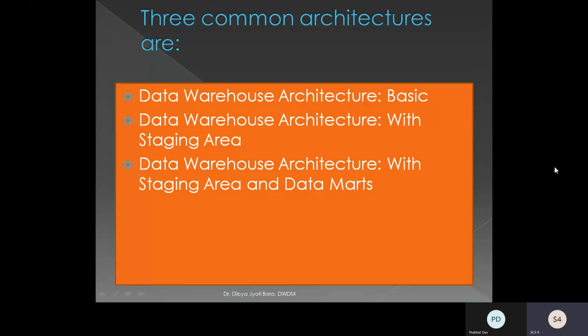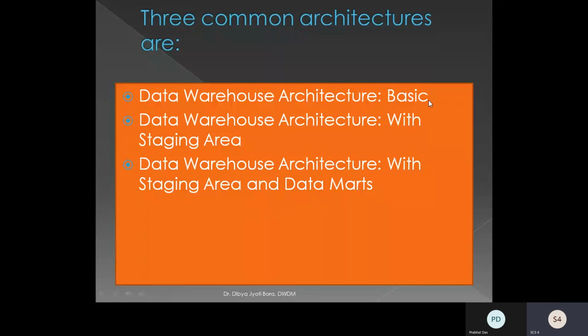But what we have exactly, we have three different types of architecture. The first one is the basic one. The second one is the two-tier architecture, or you can say data warehouse architecture with staging area. Then the third one is data warehouse architecture with staging area and data mart.